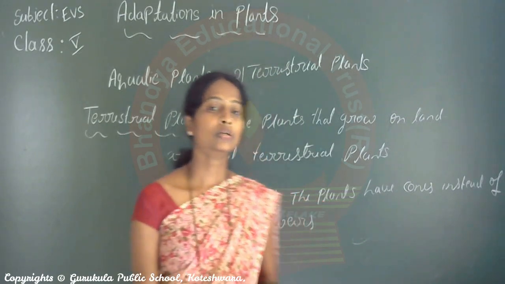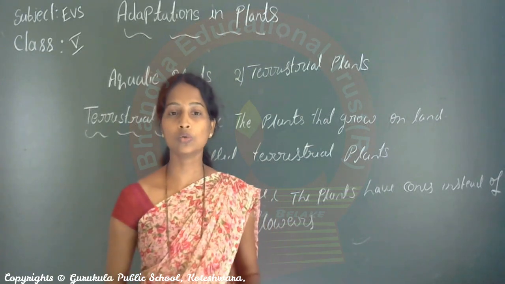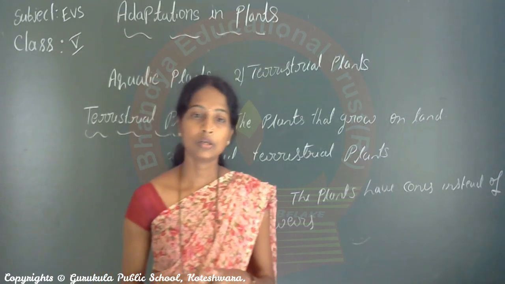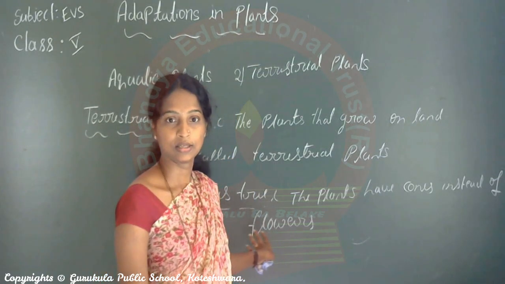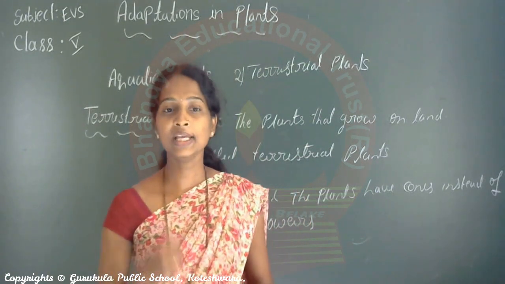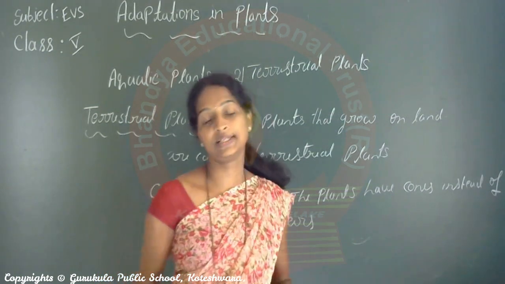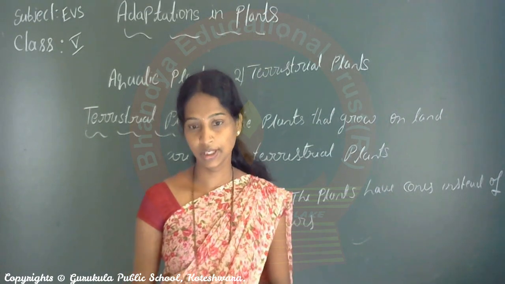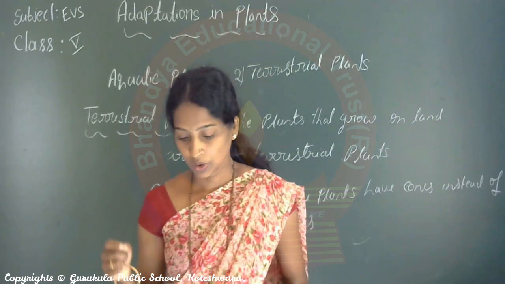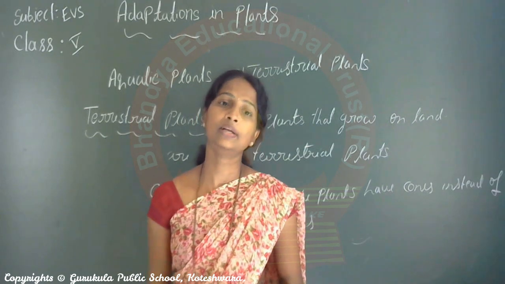And instead of flowers, they have cones. They are called coniferous trees. The cones carry the what? The cones carry the seeds. These cones help snow to slide off easily from the trees.